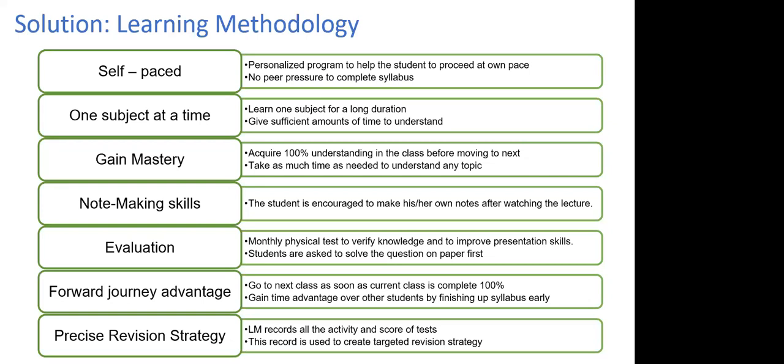So before that, while we are learning, everything is tested online. But after that, we have a physical test also, just to confirm the presentation skill, writing skill, and so forth. Then forward journey advantage. So what happens?